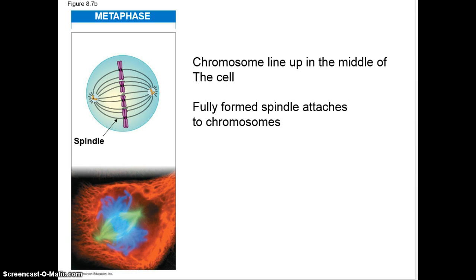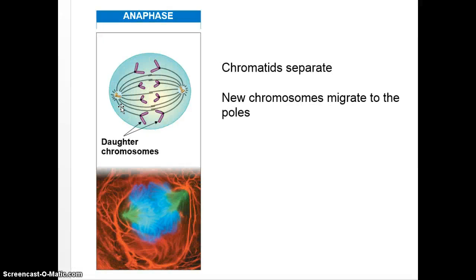The next phase is metaphase. During metaphase, the chromosomes line up in the middle of the cell, and you now have fully formed mitotic spindles that are attached to the centromeres of the chromosomes. The next phase is anaphase. During anaphase, the chromatids separate. Once they separate, we call them chromosomes, and the newly formed chromosomes then migrate to the poles.